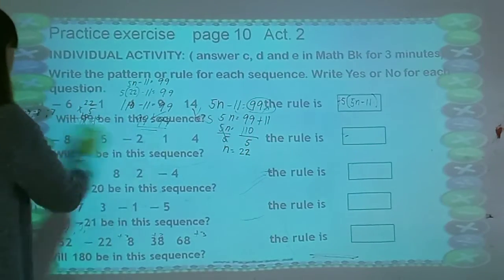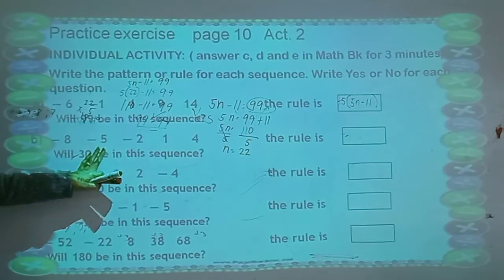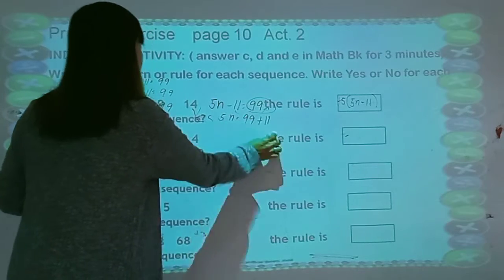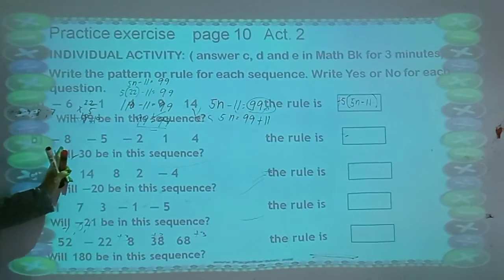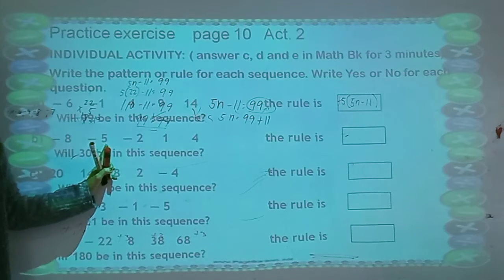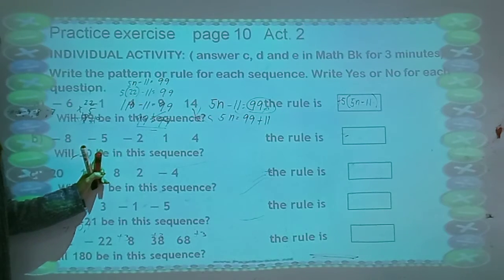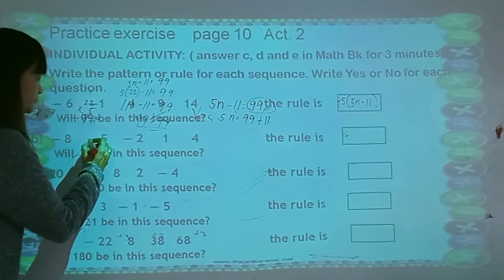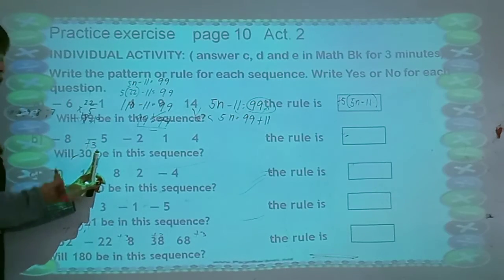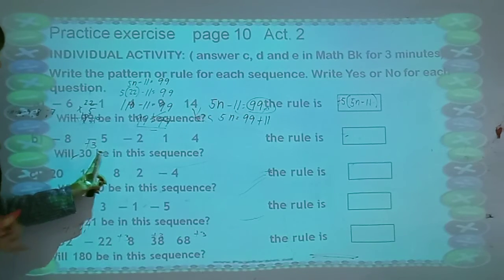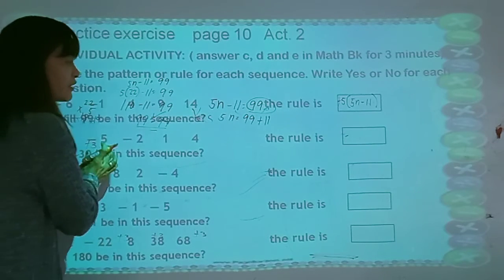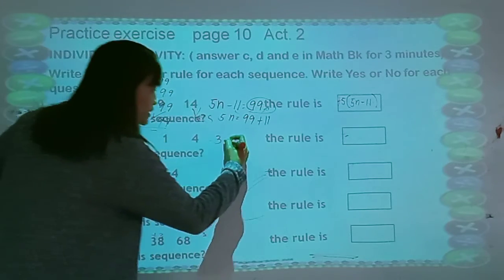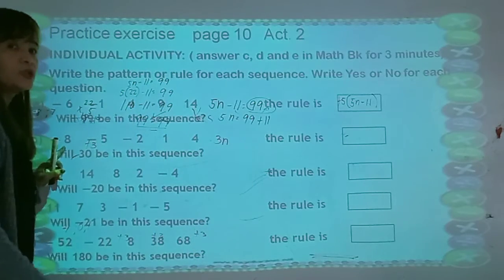In letter B, we have negative 8, negative 5, negative 2, positive 1, and positive 4. Class, how did we do this one? As you can see, this is negative 8 and negative 5. What is the rule that we are going to use? We need to add plus 3. If this is the rule, what is the formula that we are going to use? Since we are going to add 3, the formula is 3n, using the variable n as a representation of the nth term.